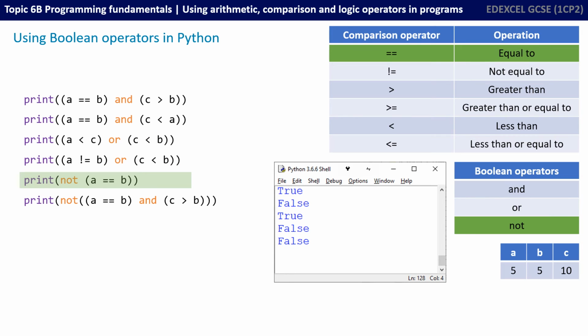And then finally, we have the not Boolean operation, which simply reverses the state. So we've got A equals B. Well, A does equal B, they're both 5, so that's true. So then we have not true, which flips true to false.